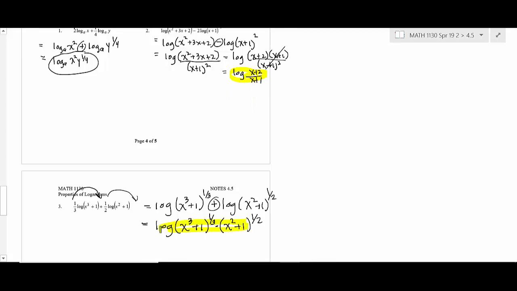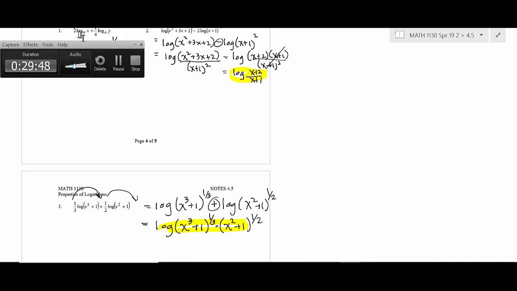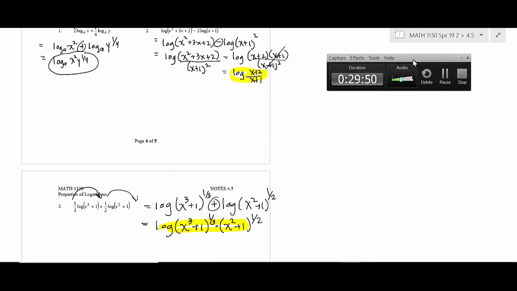So the last couple of things I'm showing you there is just how to use those last properties to expand logs or put them together. That's the idea. All right, so that'll wrap us up on that. Then next time I'll give you the next two handouts on logs to finish up chapter 4.